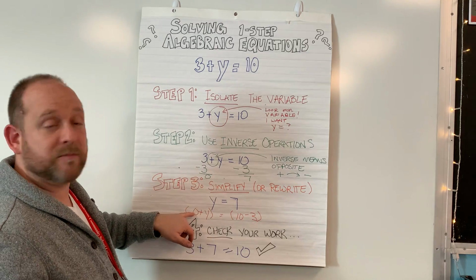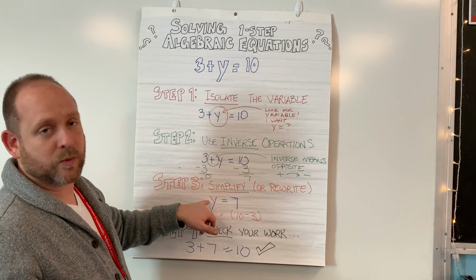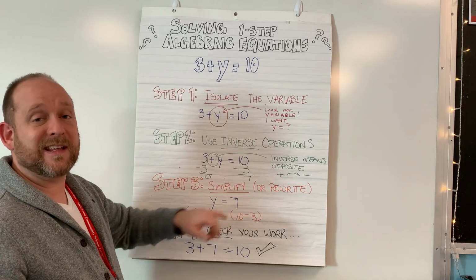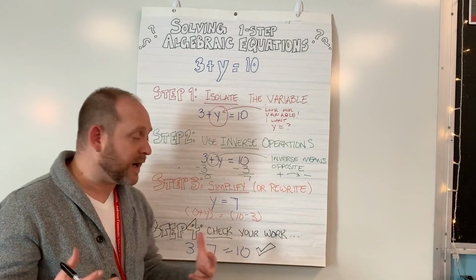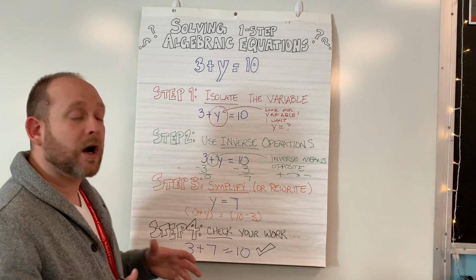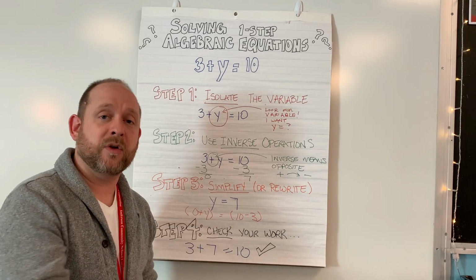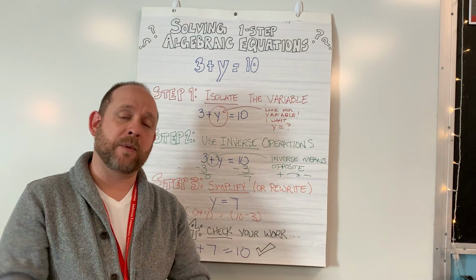So this was then 0 plus y, which is equal to y, equals 10 minus 3, and that is 7. And then to figure out if we were right or not, we just plug our value in for the variable and make sure that we still come out with an equal equation.